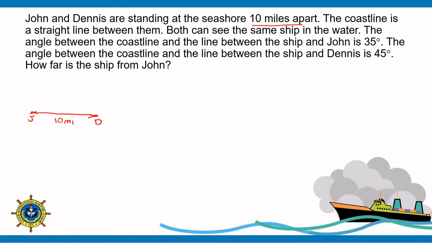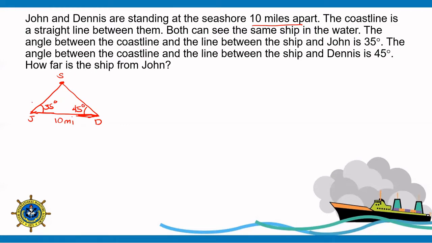So, both can see the same ship in the water. So, meron tayo ditong ship sa water. So, kung ito yung area ng water, so assume natin that this is point S, okay, where the ship is. So, the angle between the coastline, ito yung coastline, and the line between the ship and John. So, ito si John, ito yung ship. So, yung angle na to is equal to 35 degrees. And then the angle between the coastline, so ito ating coastline, and the line between the ship and Dennis, ito yung line between the ship and Dennis, is 45 degrees. Yan. So the question is, how far is the ship from John?